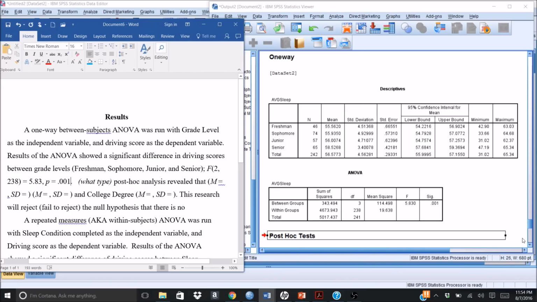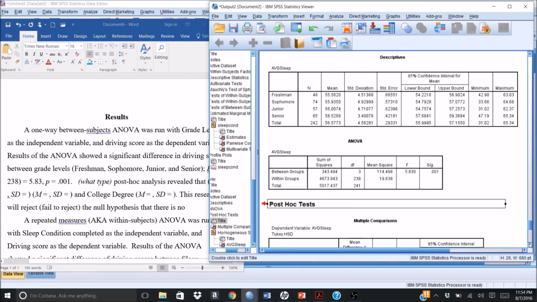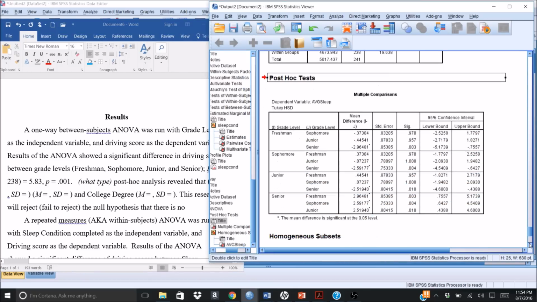So I now know that there's a significant difference between grade level, but I don't know which grade levels differ. So I want to look at my post-hoc test. I come over to my post-hoc test, and again, I'm looking at a matrix. And this first line is going to tell me the difference between freshmen and sophomores. And the significance is 9.70. That is not significant. And my freshmen and juniors, 9.57. That's not significant. And freshmen to seniors, 0.003. Well, that is significant.